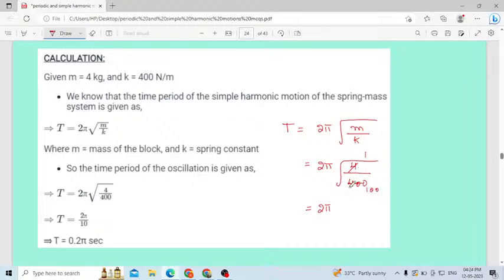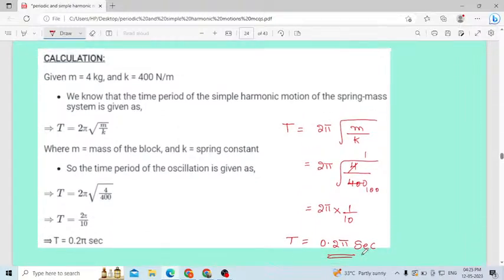Then 1 by root 100 is nothing but 1 by 10. Correct? So into 1 by 10, then T will be equal to 0.2 pi seconds, because 2 by 10 is nothing but 0.2 pi seconds. Otherwise we will get 1 by 5, and 1 by 5 is nothing but 0.2 pi seconds. Yes, you can do the calculation here.